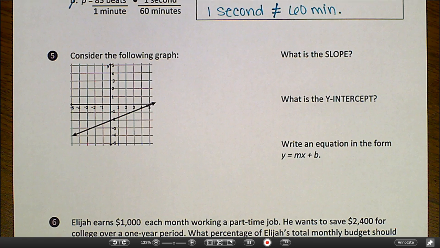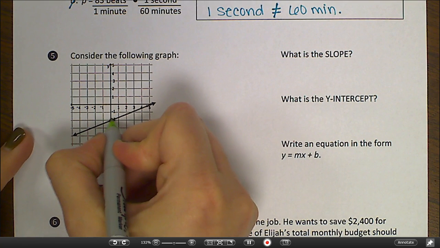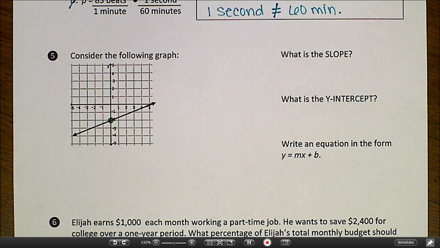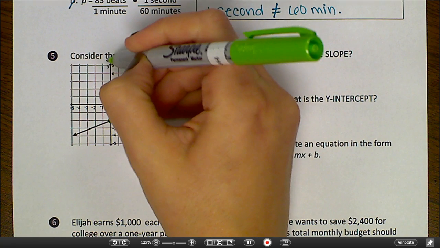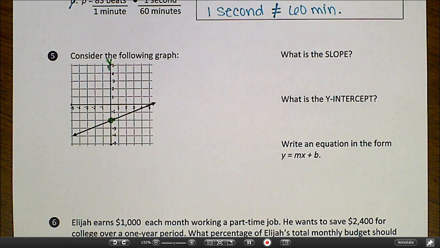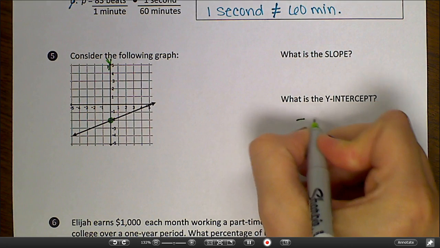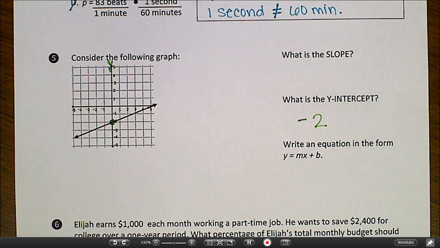I always think that one's the easiest. I don't know why. But here is our slope, here's our y-intercept. Wherever the line hits the y-axis, and remember, this is the y-axis. So it hits the y-axis at -2. So my y-intercept is -2.